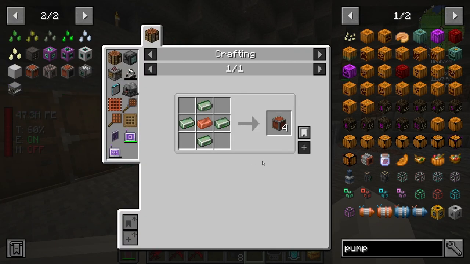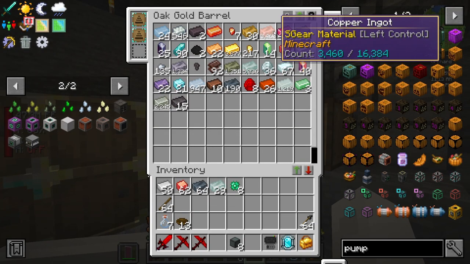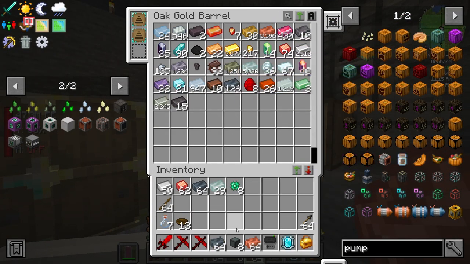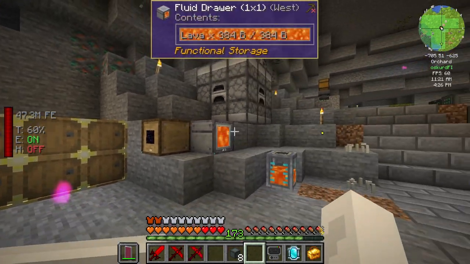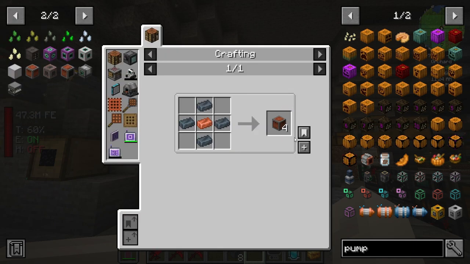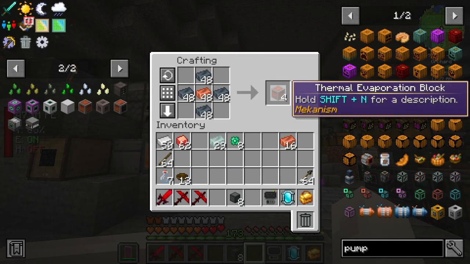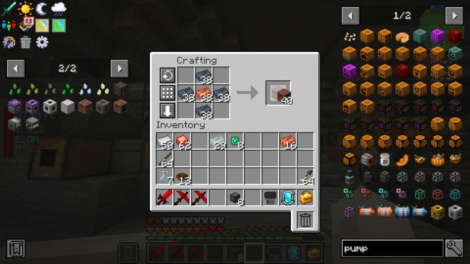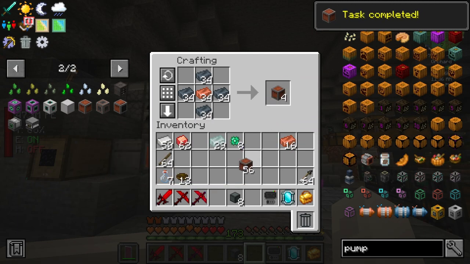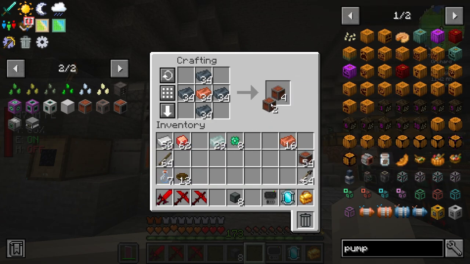Okie dokie, let's start making these. Luckily they're cheap. So let's make these 54. 56, 54. Then we need another one which has 54. Perfect.